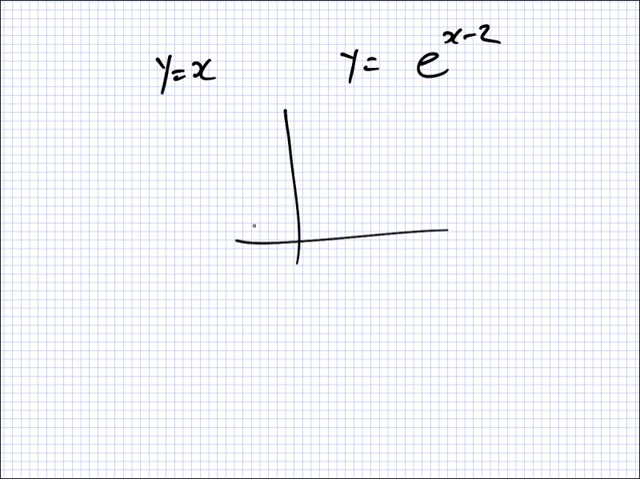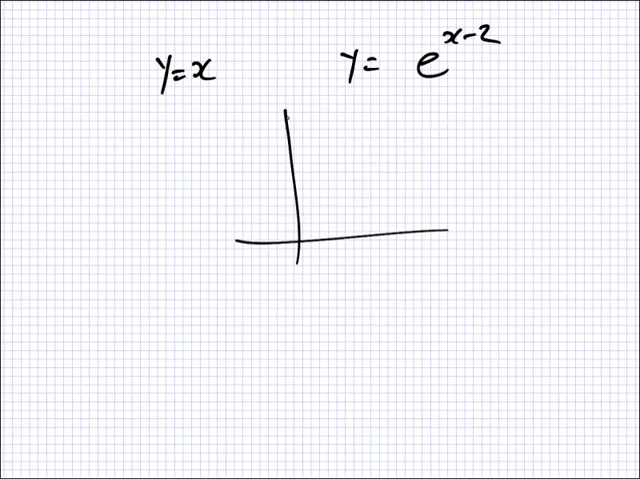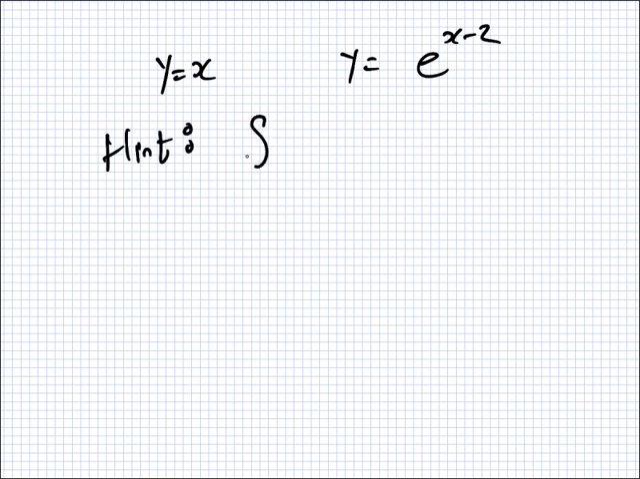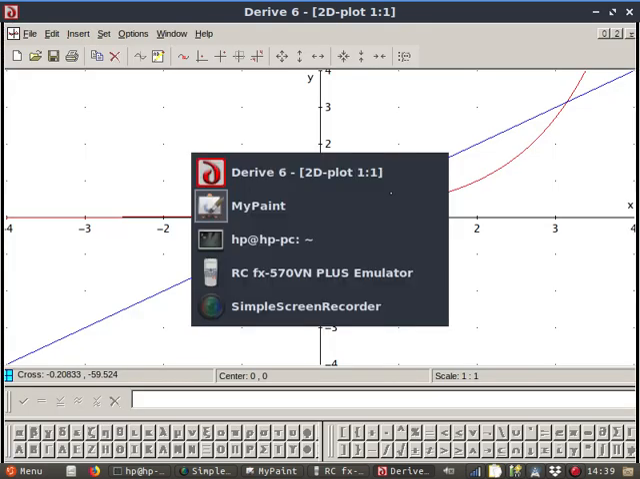So the first one is y equals x, and the second one is y equals e power x minus 2. On the graph they look like this. They meet at two places. I want to know those two places. Okay? And my hint is to make the function f(x) equals x minus e^x minus 2.